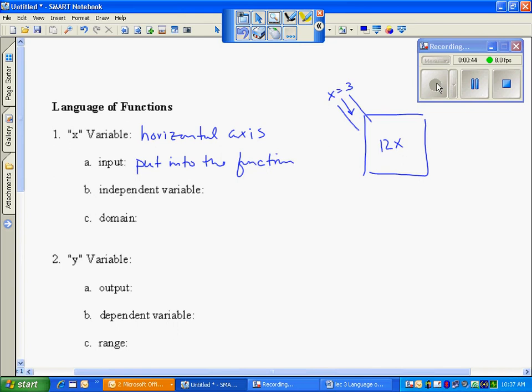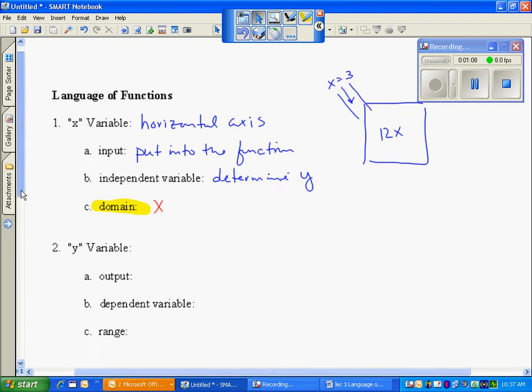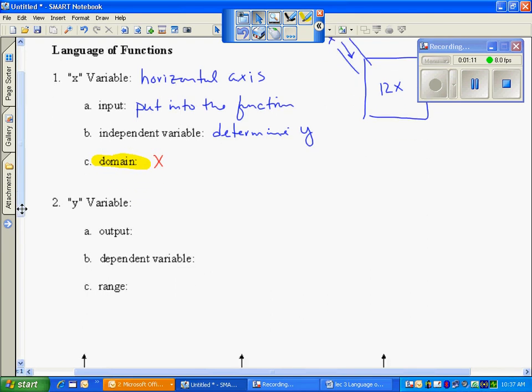The x variable is also called the independent variable because it will determine the value of y. And another real formal name for all of this, instead of calling it x or input or independent variable, we call it the domain. So the domain is just going to be that x variable. The y, you can kind of think of it as opposite of the x. It's going to be the vertical axis. So it's going to run up and down.